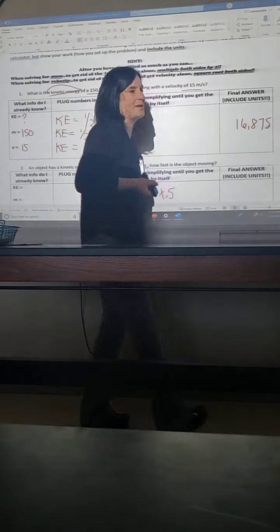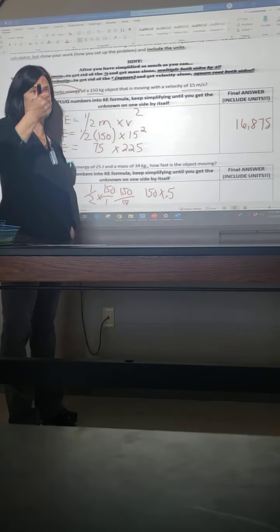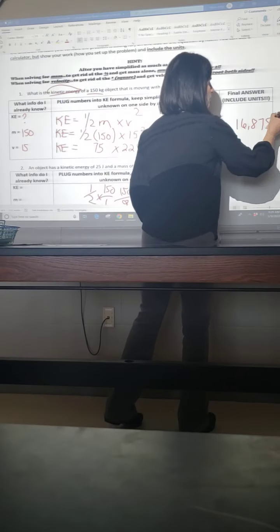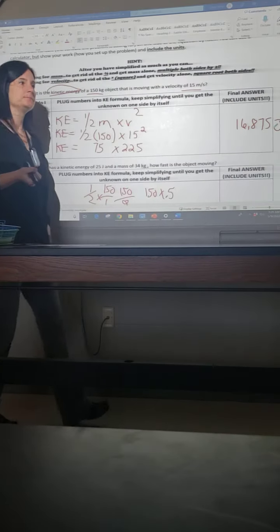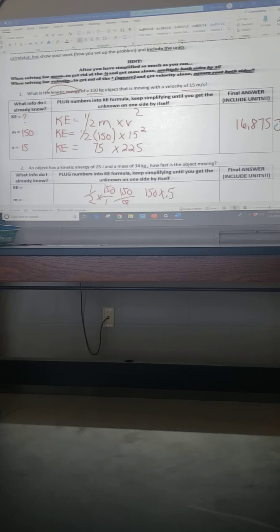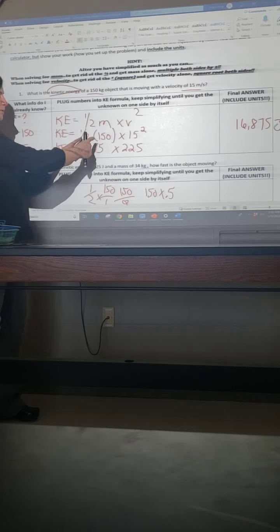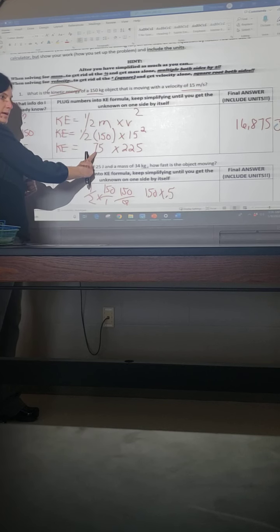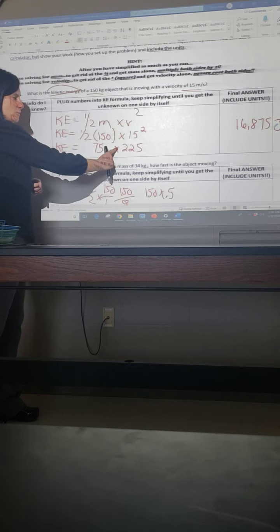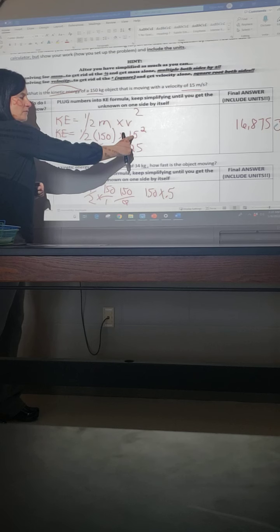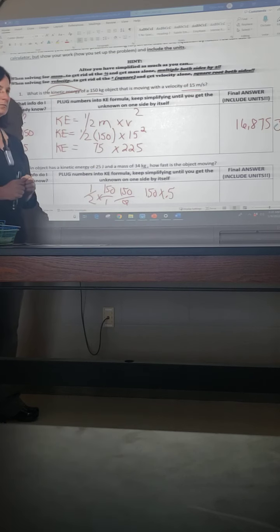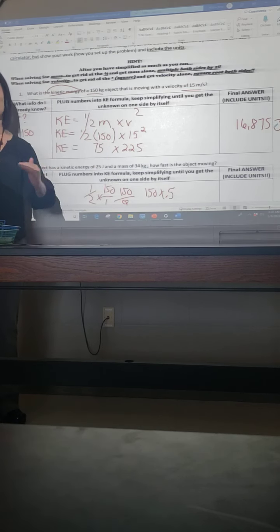16,875? Yeah. Okay. What are my units gonna be? This is energy, Will. Yes. So capital J. Once we get the half mass and the velocity squared, what do we do after that? Make sure you bring that answer down. So bring the 1/2 of 150 down, and bring your multiplication sign down, and bring your 15 squared down. So we're going to keep working our way down.